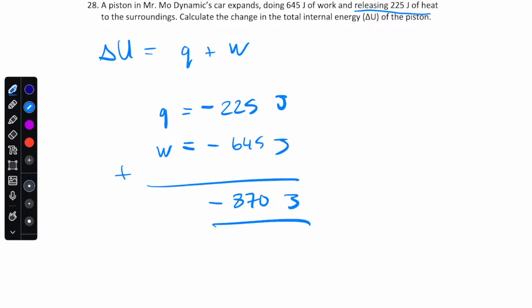Yeah. What is that, the 3 next to the negative 870? Joules. The J. Yeah. Pardon my handwriting through all this.